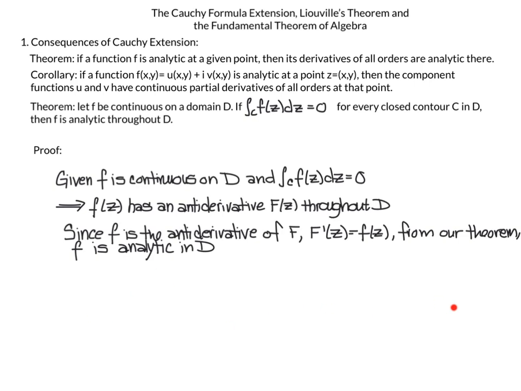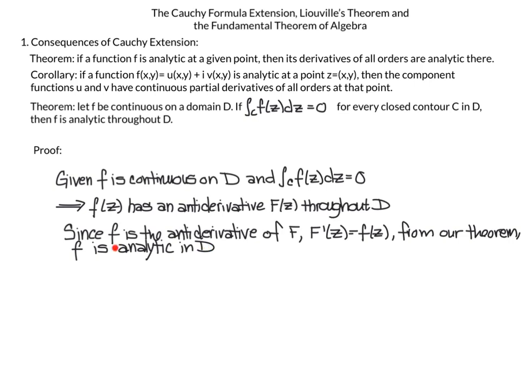To make more room for our proof, I'm going to get rid of the theorem I just used, but I'll put the result here that said f of z has an antiderivative, capital F of z, throughout D. So what that means is capital F is the antiderivative of f. In other words, capital F prime of z is equal to little f of z. So that means that f then is analytic, because to be analytic, by definition, it means you have a derivative.